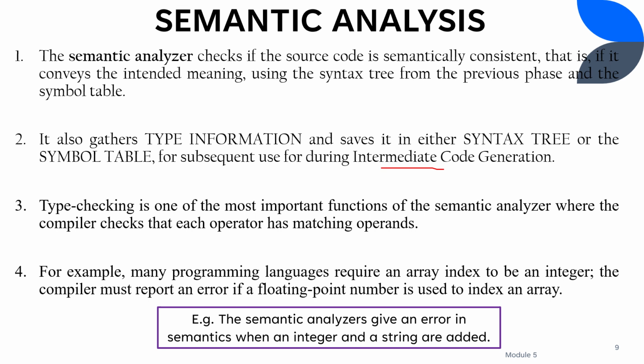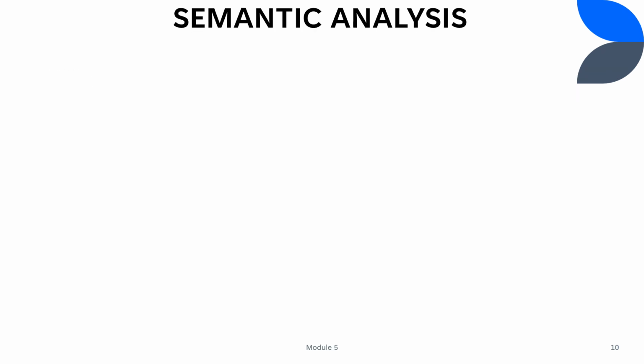To make it more clear, the example on the slide says, as a programmer, we know that the array index needs to be an integer. If we have declared an index to be a floating point number, then the compiler will report it as an error. Another example on the slide is, the semantic analyzer will give an error in semantics when we are trying to add an integer and a string.